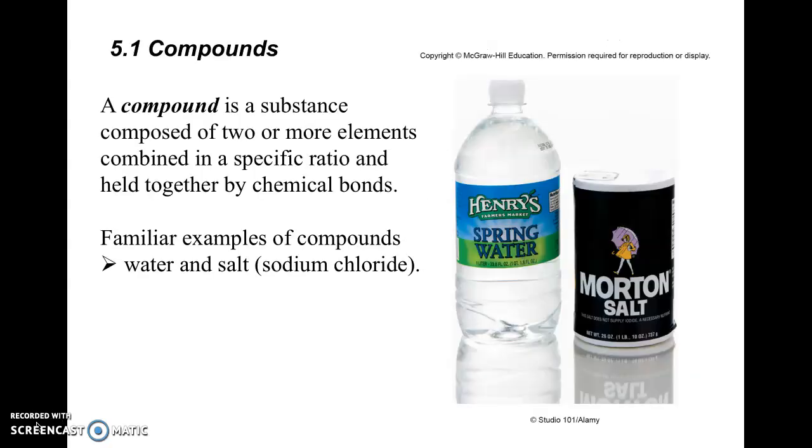A compound in general is a substance composed of two or more elements that are combined in a specific ratio and held together by some sort of chemical bond. I have two examples here. We have water and salt, NaCl, table salt, stuff that we come in contact with every day. But these are two different kinds of compound. Water is a covalent compound. Salt is an ionic compound, and we're going to look at those differences.